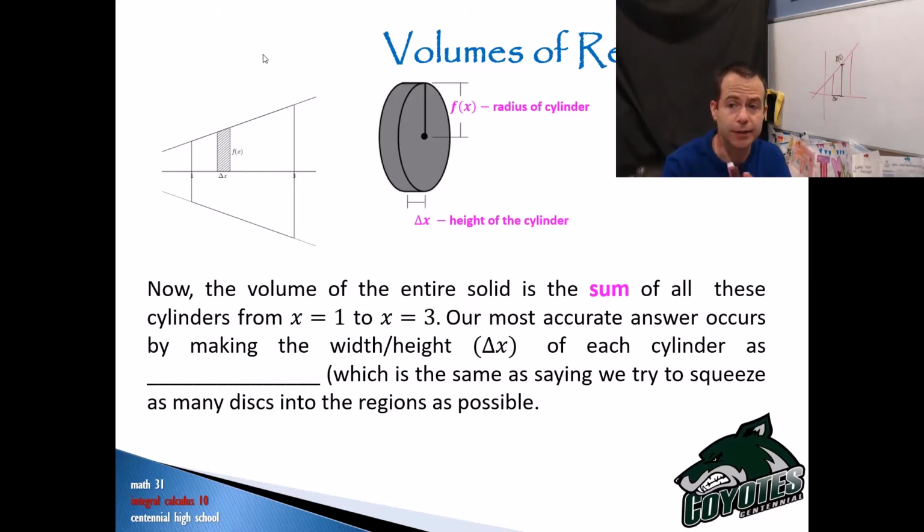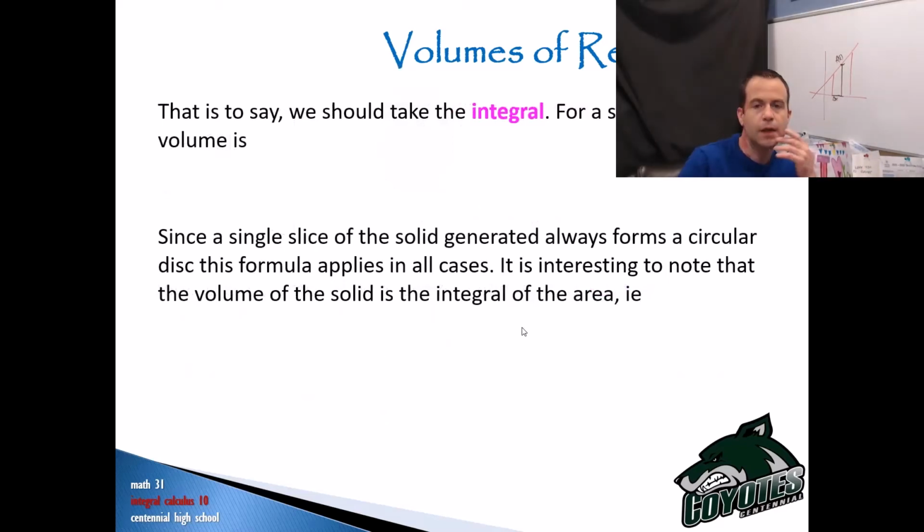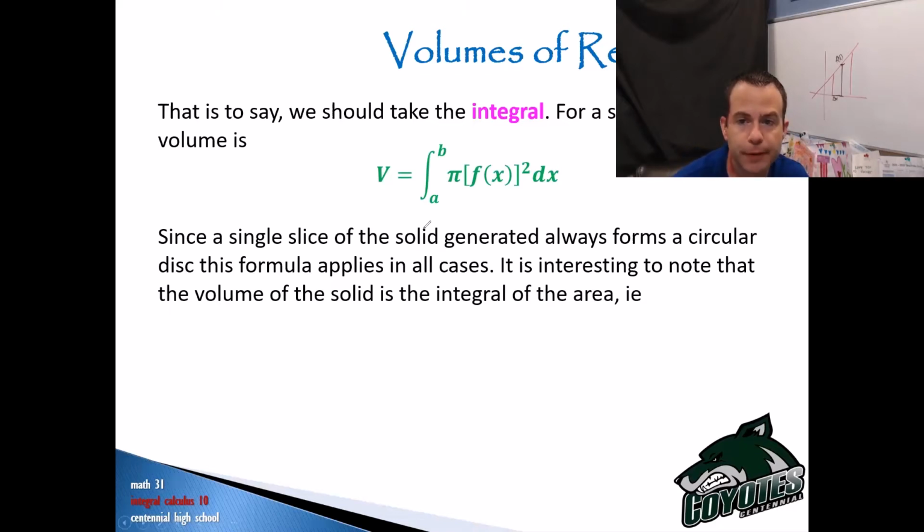Our most accurate answer always occurs by making the width or height, that increment of x, as small as possible. Okay, which is the same as saying we're trying to squeeze as many disks into the region as possible. So that is to say we should take the integral. For a solid disk, the volume is the integral of pi f of x squared from a to b. Now, it's interesting to note here, and before I even keep reading, I want you to think this through. It becomes the integral of pi f of x squared.